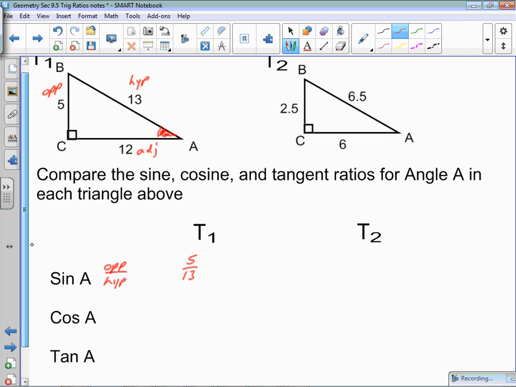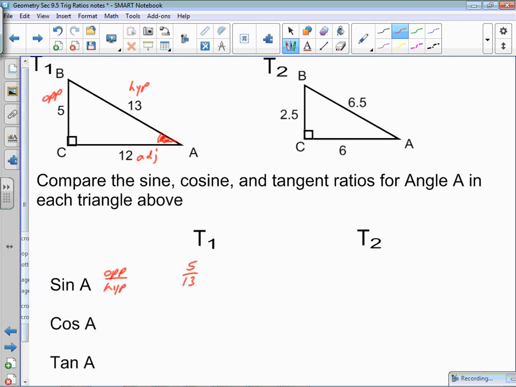All right, so then for cosine of angle A, and cosine is the caught another hippie, CAH. So adjacent over the hypotenuse. And so that's going to give us what for the ratio?